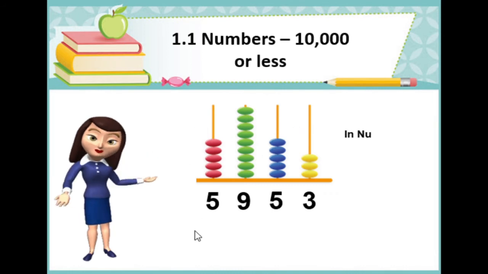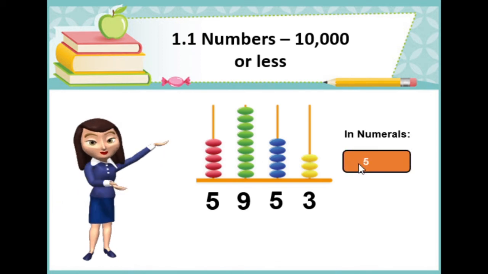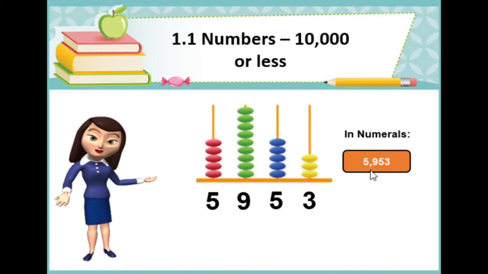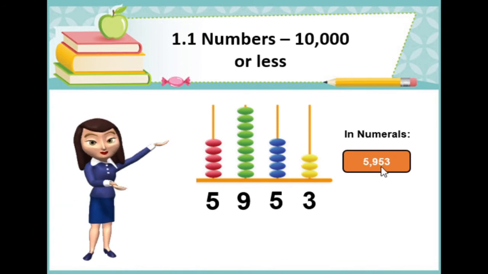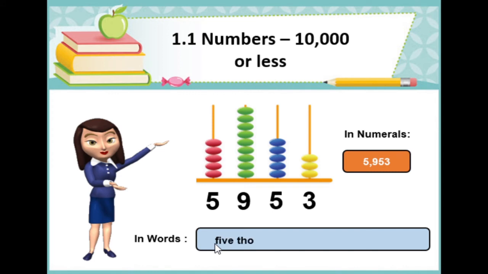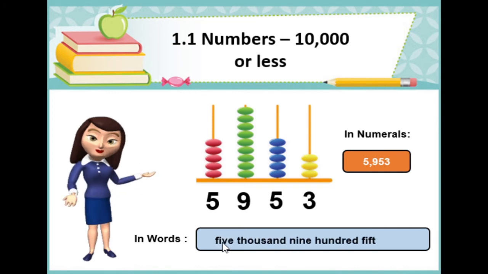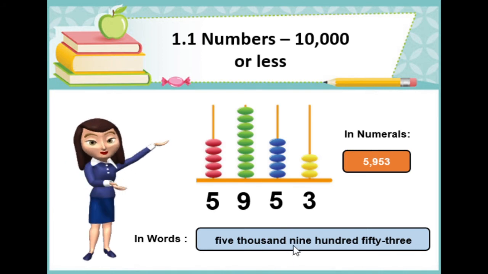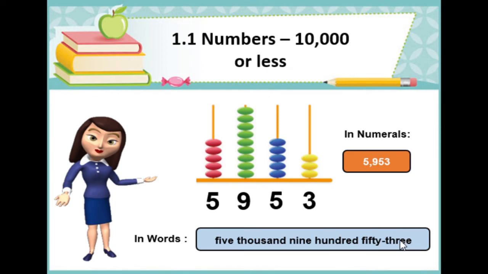Just have to add a comma between 5 and 9. So in numerals, you write it as 5,953. And in words, you have to write it this way. 5,953.